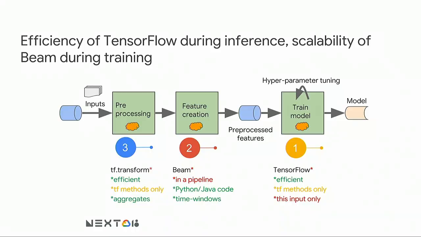Okay. So pattern number 1 for reproducibility: TensorFlow Transform. So you basically get, as I said, the efficiency of TensorFlow during inference and the scalability of Beam during training. So it's not just Beam, it's not just TensorFlow, it's that right combination of the two.